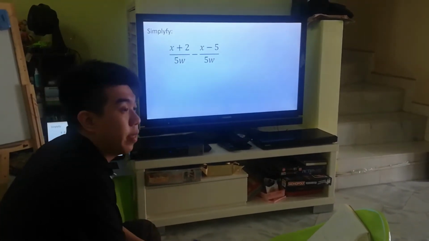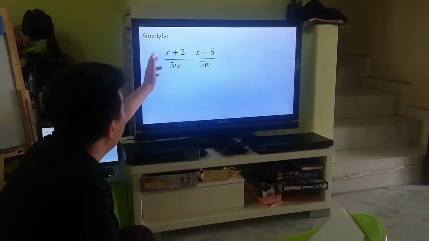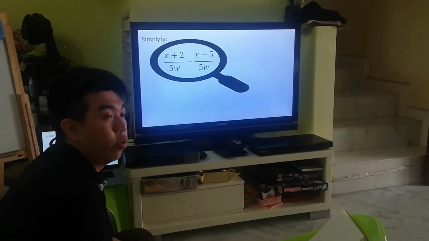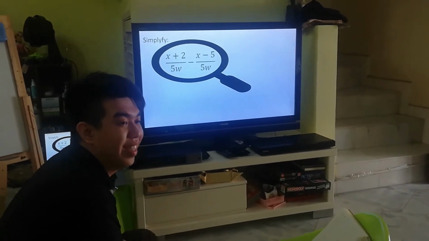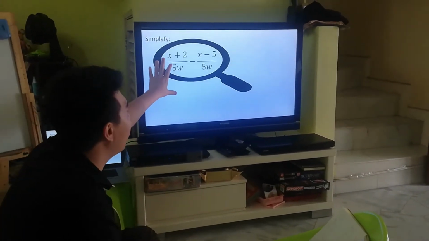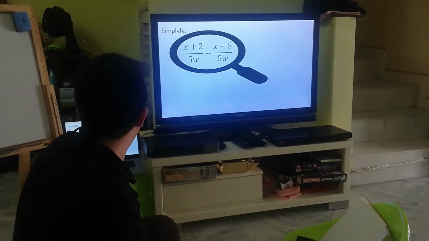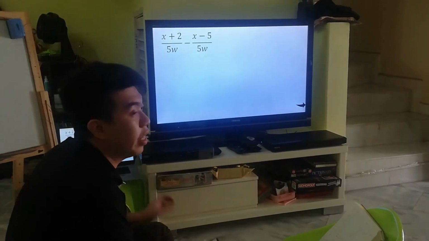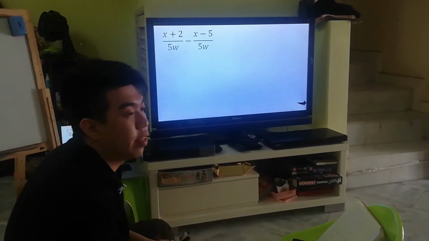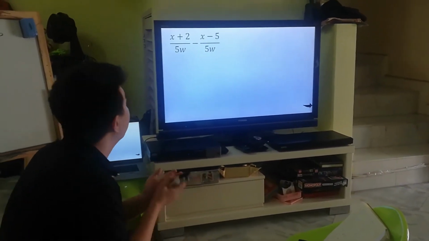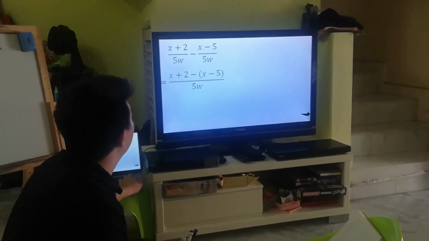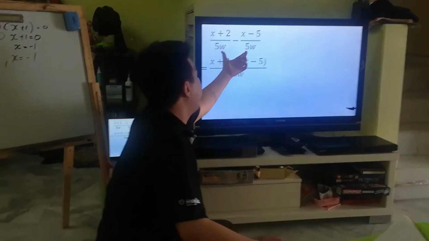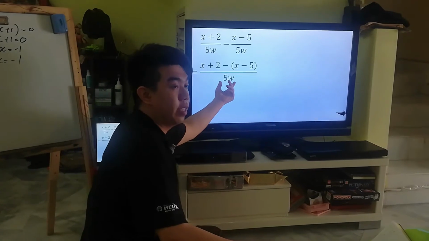Then it's simplify. When you see a fraction, how do you do? The denominator must be the same. So let's look at it. Simplify is factorize. Make it smaller. So we got the same denominator. We group it together here.